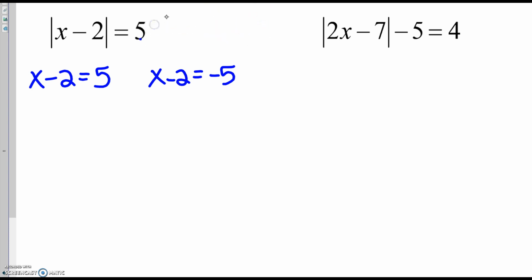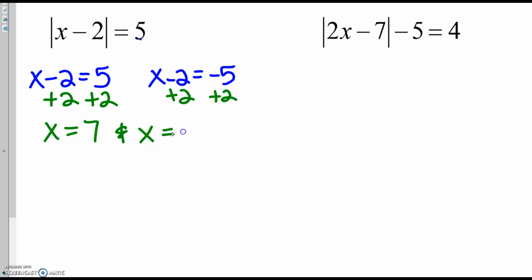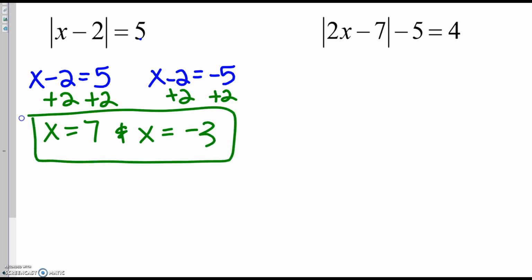These are two pretty basic problems to solve. On the left-hand side, I solve for x by adding 2 to both sides. So x is equal to 7. And then for my second equation, I'm again adding 2 to both sides. So x is equal to negative 3. So those are my two solutions to this equation.